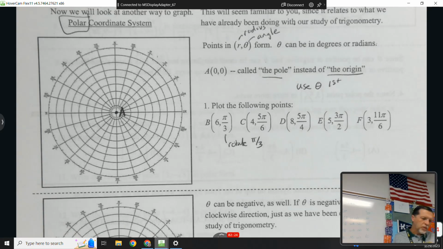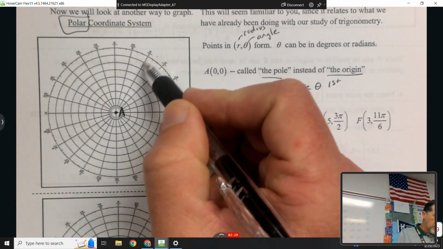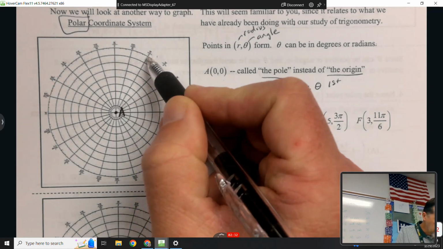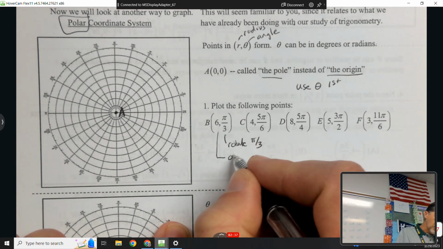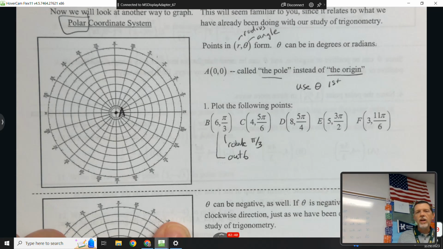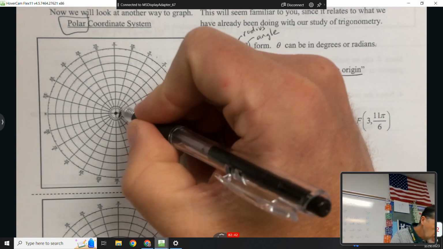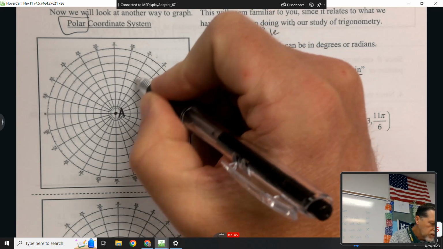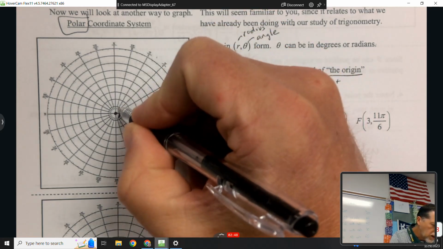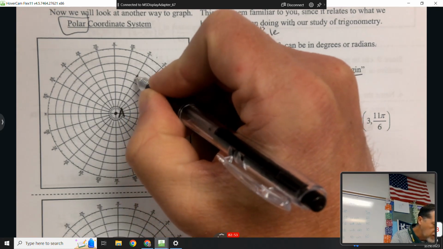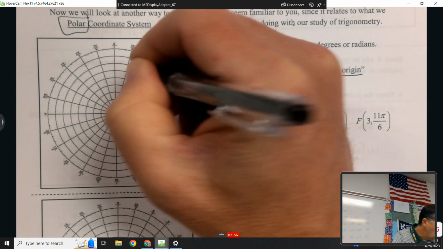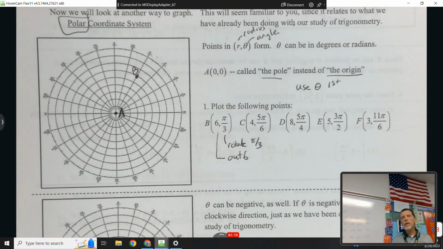The copies are so small or so bad you can't really read them, but that's fine. You know where pi over 3 is, I hope. So we go to pi over 3. And then the radius is out 6, so we're going to go out 6 along pi over 3. So here's my pi over 3. 1, 2, 3, 4, 5, 6. So there's point B. Rotate pi over 3, go out 6.